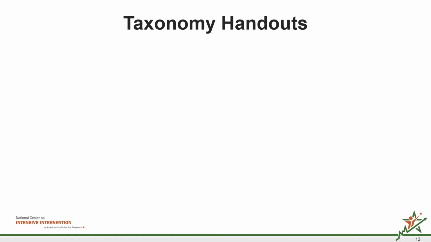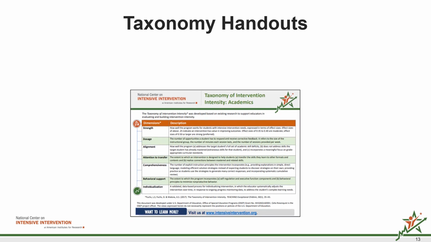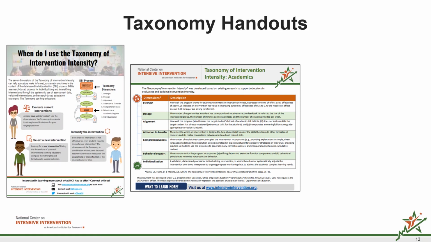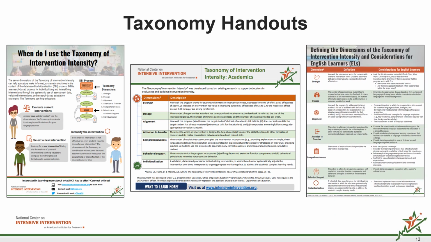Resource number 2. In number 2, we have the NCII taxonomy handouts available on the NCII website. These handouts include an introductory overview of the taxonomy of intervention intensity, providing descriptions of each dimension for both academics and behavior. In addition, the handouts highlight when the taxonomy of intervention intensity can be used within the data-based individualization, or DBI, process and when selecting, evaluating, and intensifying interventions for students who are English learners. The English Learners handout provides specific considerations for ELs across each of the dimensions.